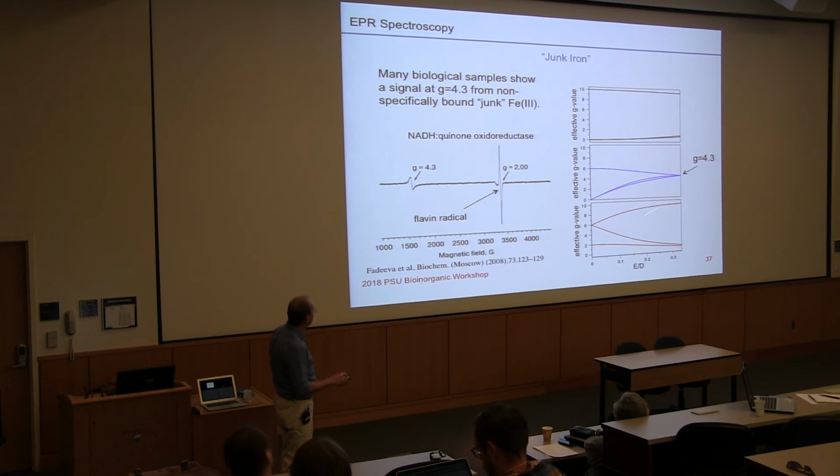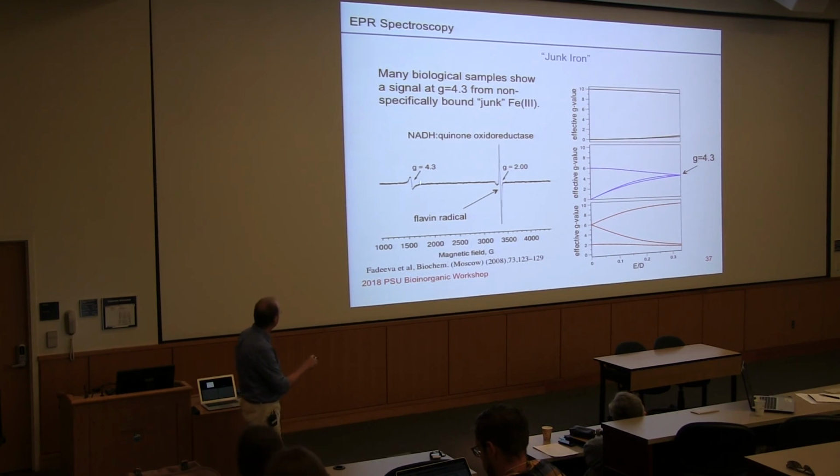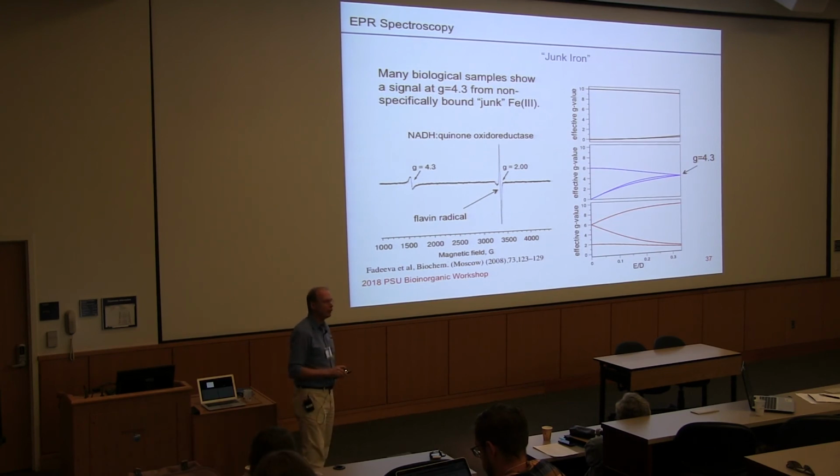if you look for the maximum rhombicity, so out around the right-hand side of this, you can see that there are three transitions which converge at g equals 4.3. And then there are a couple of other transitions down here close to g equals 2. So this peak at g 4.3 is really characteristic of iron in a somewhat asymmetric binding site, where it has a high rhombicity. And as I say, it is really common in many preparations.